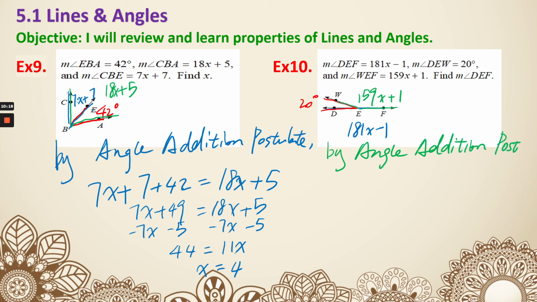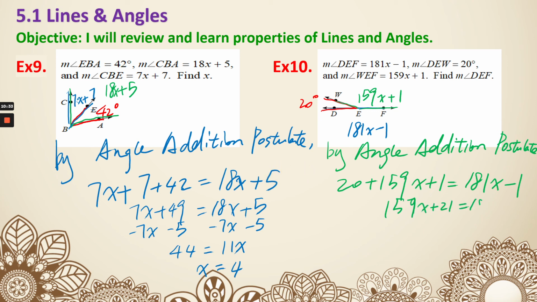The question is asking us to actually find the measure of angle DEF. So now we need to actually put it back in. So we're going to plug it into here. The measure of angle DEF is 159x plus 1. So 159 times 1, which is 159 plus 1, 160 degrees. That's example 10.